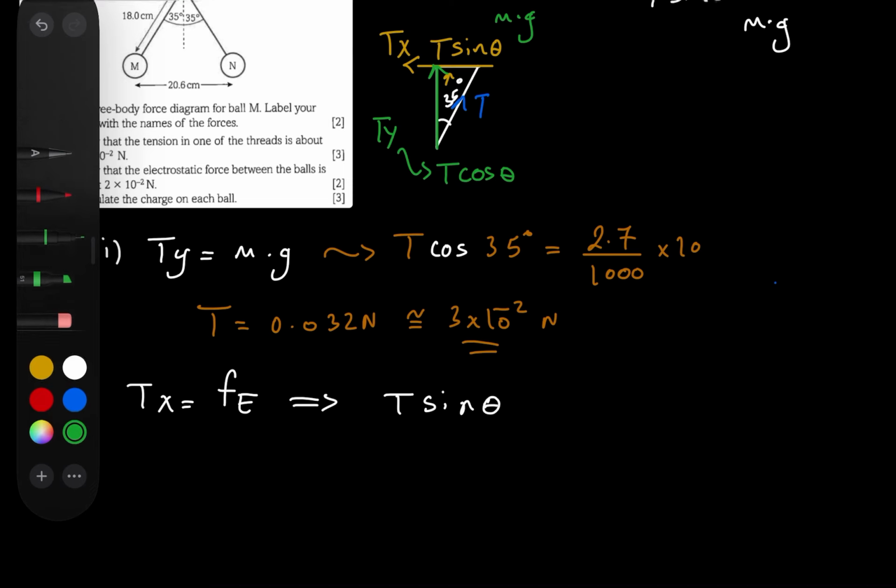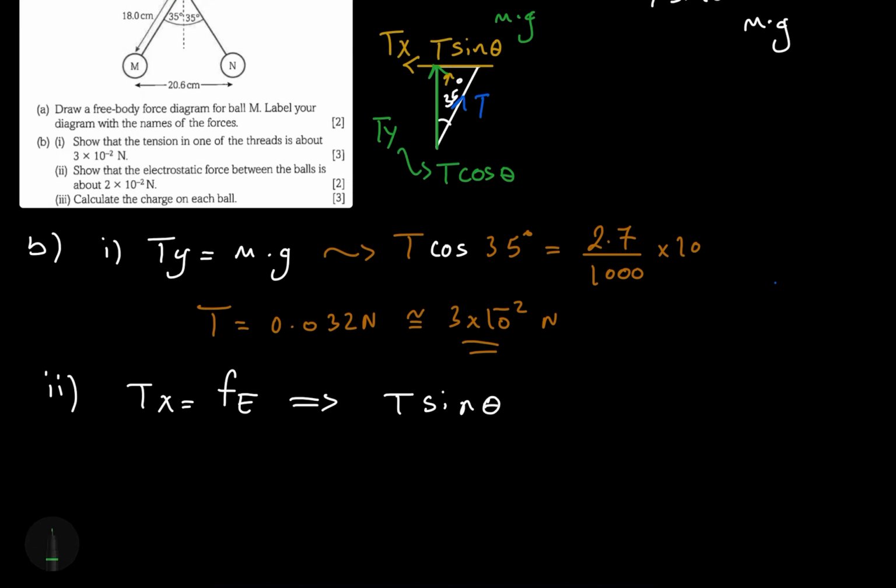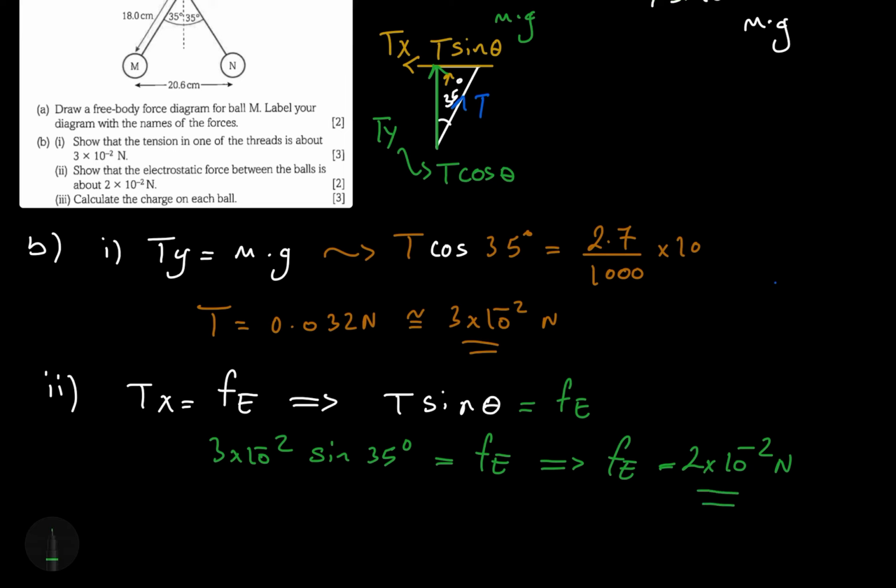So in part 2, in order to find the tension in the x direction, you have to use T sine of theta equals the electrostatic force. So tension is 3 times 10 to the power of negative 2. We know that sine of theta is just the sine of 35 degrees. So the electrostatic force is equal to 3 times 10 to the power of negative 2 times sine of 35. Let me go ahead and quickly calculate that. That will give you a value of 2 times 10 to the power of negative 2 newtons. So that's going to be the value of the electrostatic force.